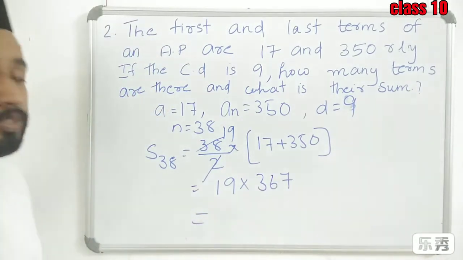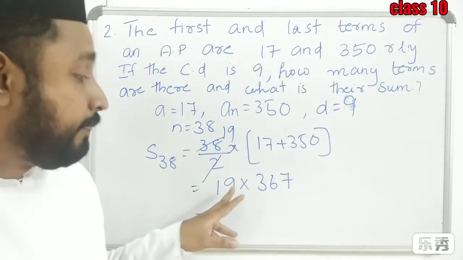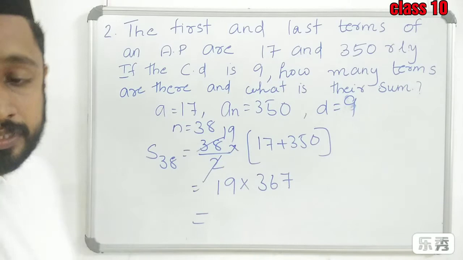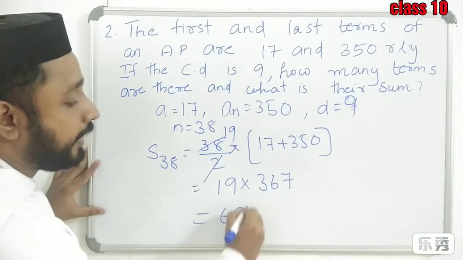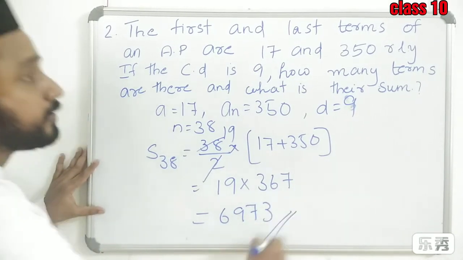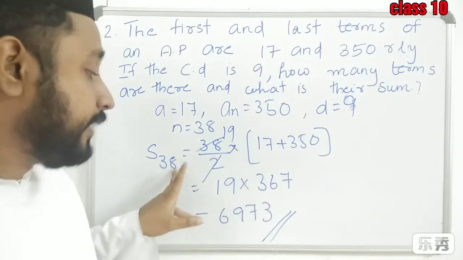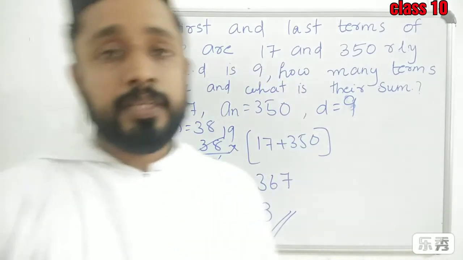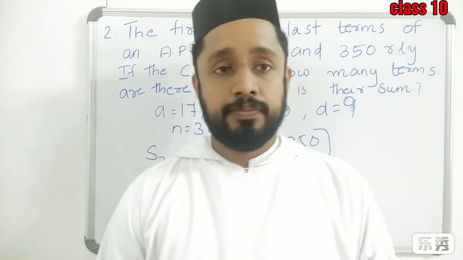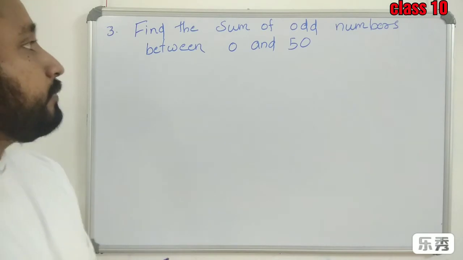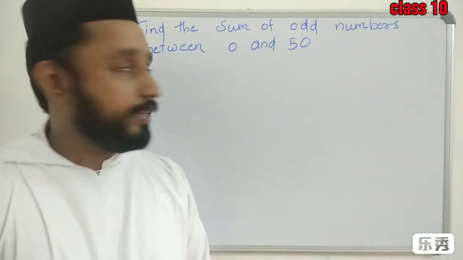So 19 into 367. When we multiply 19 and 367, we will get 6,973. So the sum of the 38 terms of this AP, S38, is equal to 6,973.